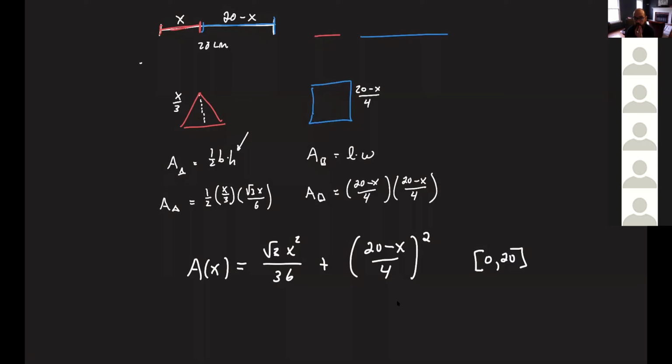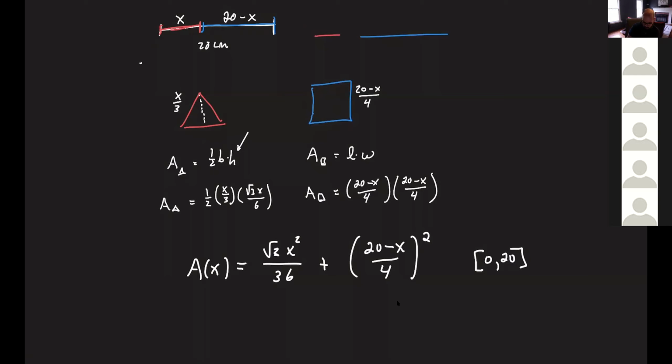Okay, and so that's the interpretation. 0 means the red length is 0, there's no triangle, and then you could have an area of 25 square units, centimeters here. That could be your area here.